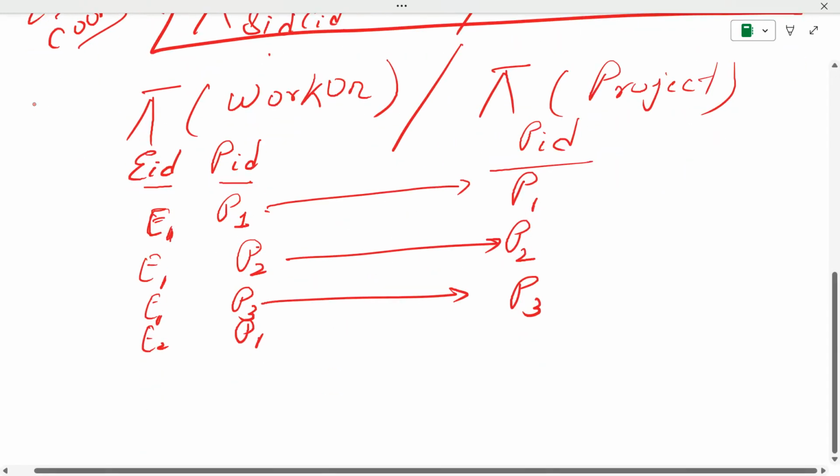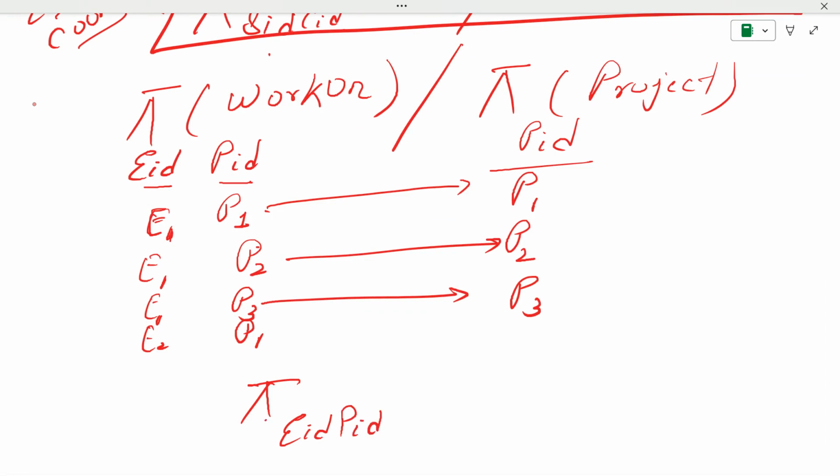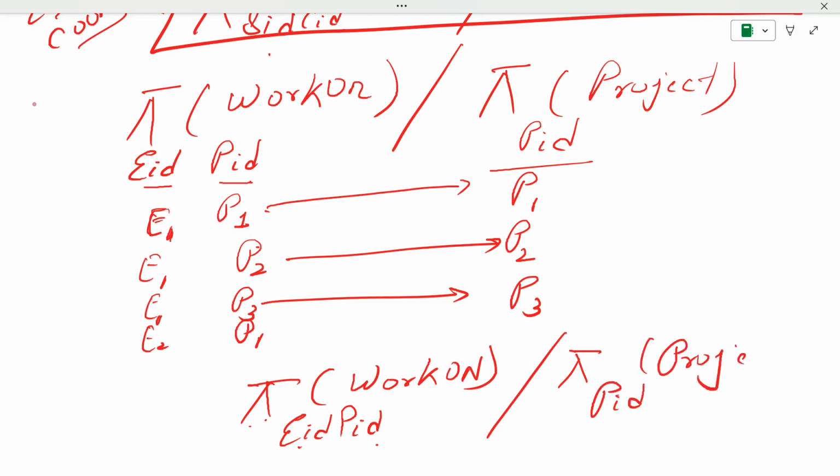So we can write that pi EID. Why I'm saying pi, it is projection. Projection of EID and PID from works on, and we are dividing it by projection of PID from project. So we are getting the employee ID and project ID from works on, and we are dividing it with the project ID of project, and this gives us the employees who are working on every project. So it gives us EIDs working on every project.